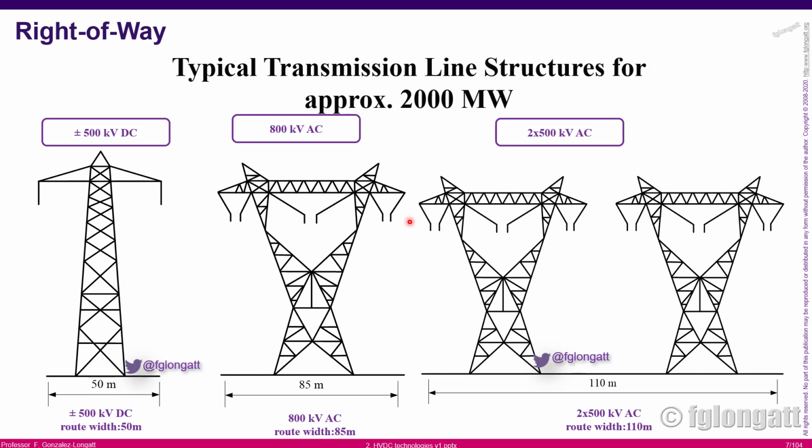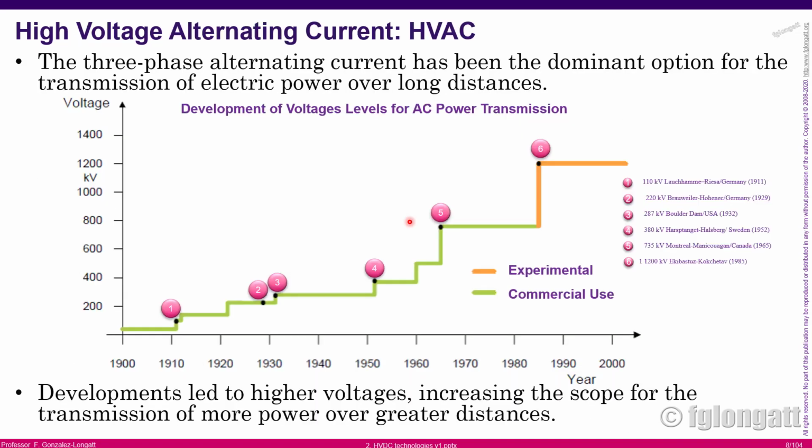Here in the middle, you can see the beautiful 800 kV AC solution for 2,000 megawatts. And as you can see over there, even using a single line with 800 kV, we need 85 meters of right of way, okay? That is a lot of land. From now, you can start to see there are a few problems related with the use of AC. Voltage control, one of them, and also the right of way, okay?